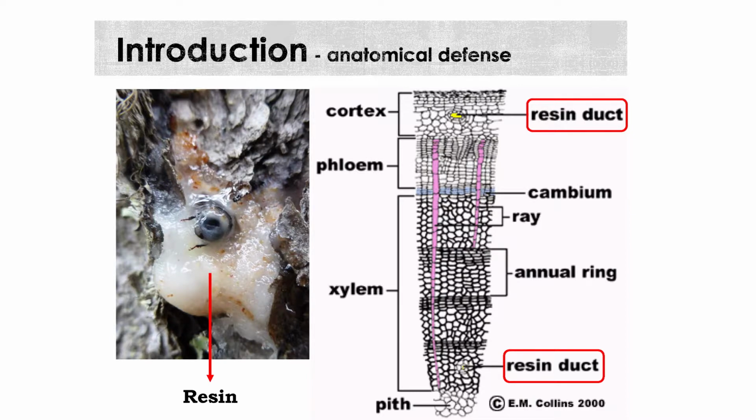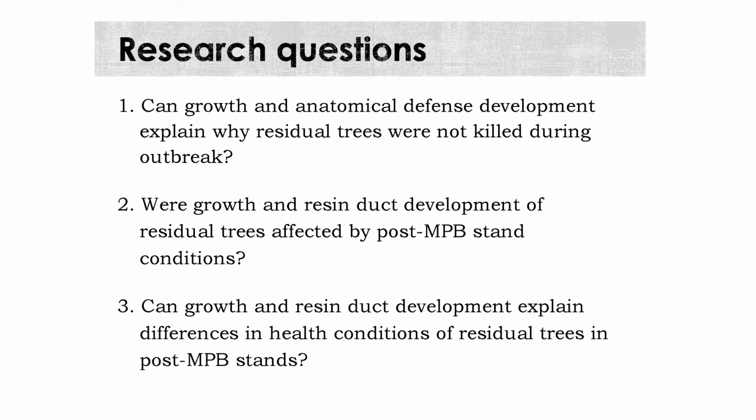However, the measurement of resin flow cannot be repeated for a certain historical time point. Therefore, we set our mind to the xylem resin ducts, because they are the anatomical structures of producing and storing resin, and they could be a strong indicator of tree survival during beetle outbreak. On the other hand, tree growth would affect tree defense as well. Therefore, we asked 3 research questions to hopefully answer the relationship among growth, resin duct-based anatomical defense, and tree survival before, during, and after beetle outbreak.